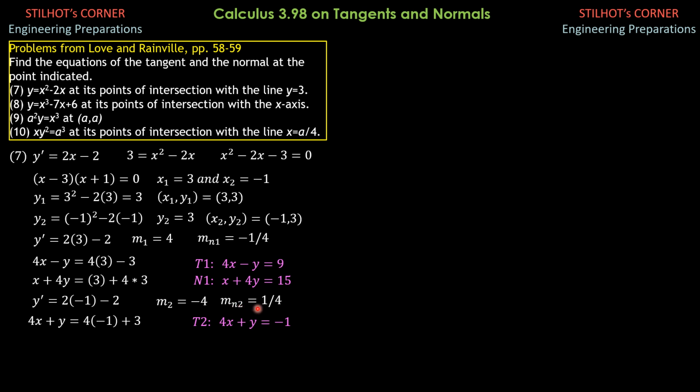And the normal is in the form x minus 4y equals x2 minus 4y2. So x minus 4y equals negative 1 minus 4 times 3. So the second normal is x minus 4y equals negative 13. We then proceed to problem 8. y equals x cubed minus 7x plus 6 at its point of intersection with the x-axis.